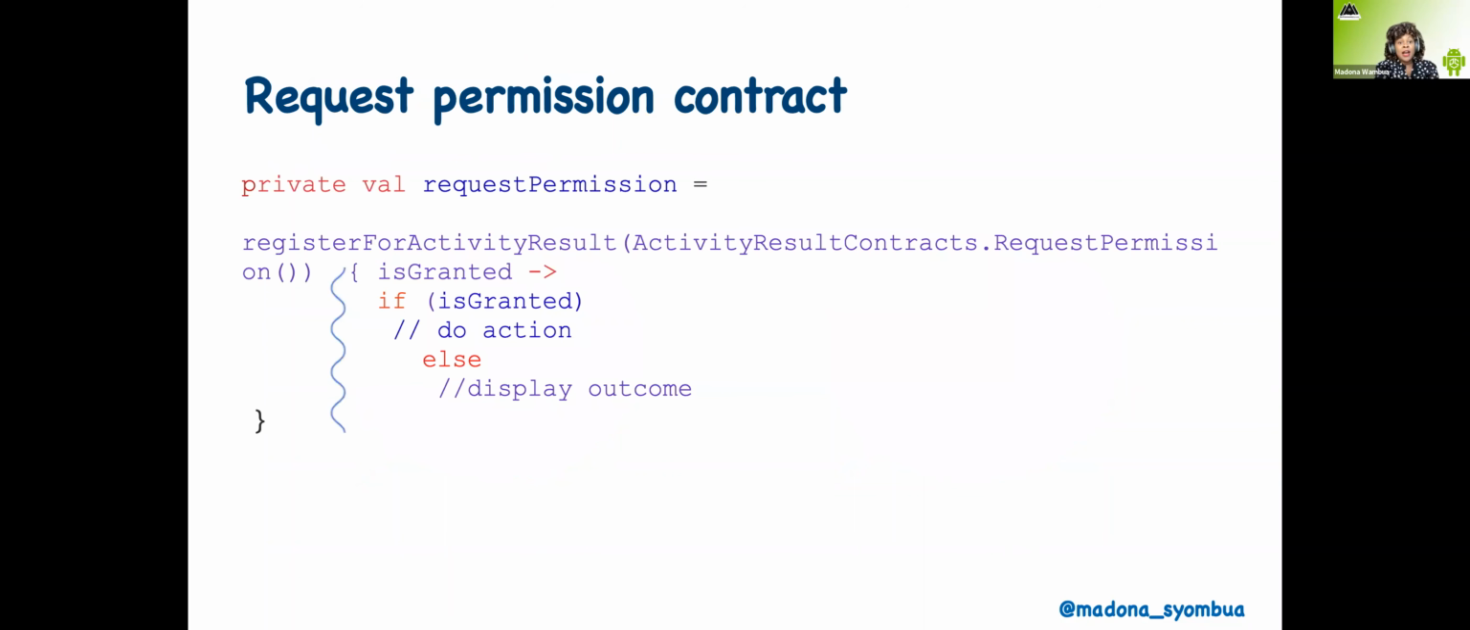This is an example of what the request permission contract looks like. So we have a private var requestPermission, and as you can see, if the permission is granted, do something, else, do the other thing that you'd like to display.